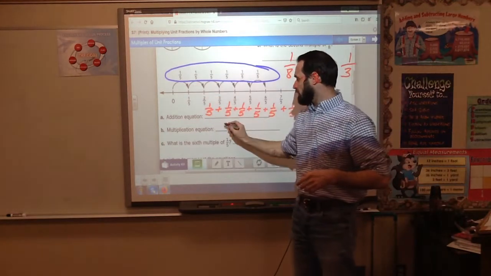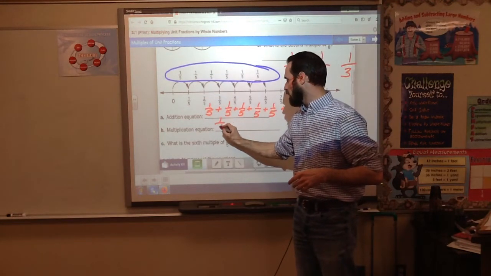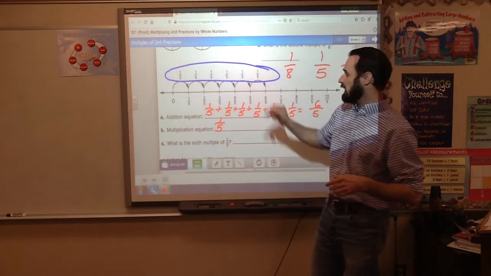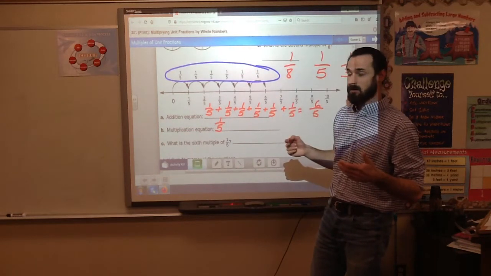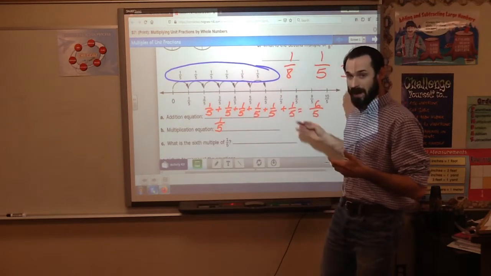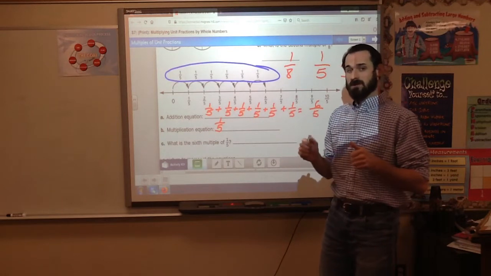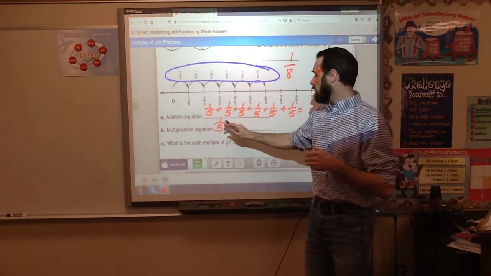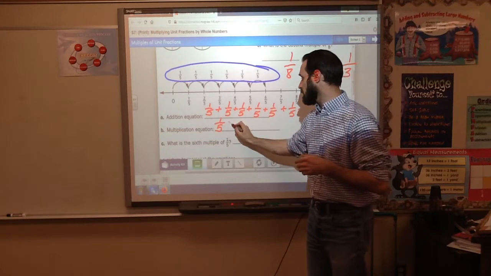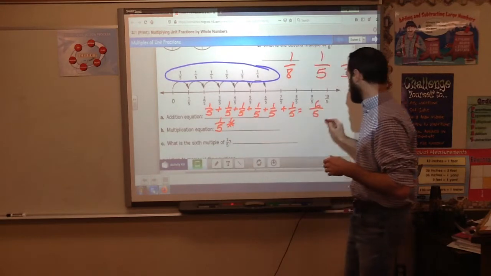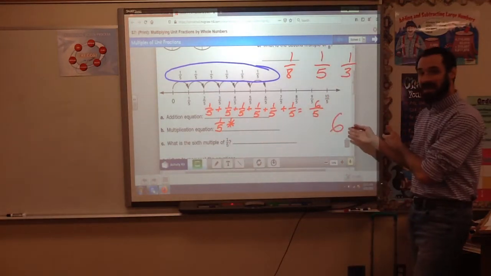We're taking our unit fraction, 1/5, and how many times are we multiplying it here? How many times do we write it? 6 times. So we need to take 1/5 times 6. But we know we're not just going to write 6 like that. We can't write it like that.